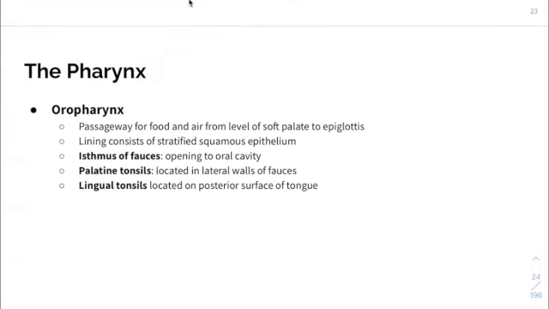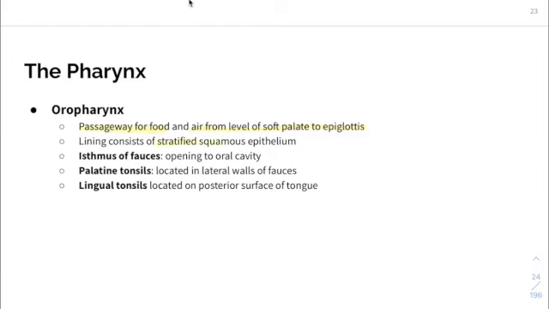Our oropharynx. Oro is mouth, so that's our passageway for food. We also can get air from the level of the soft palate. So if you're breathing through your mouth, we get air that way too.